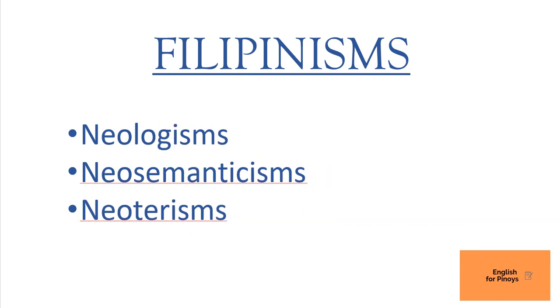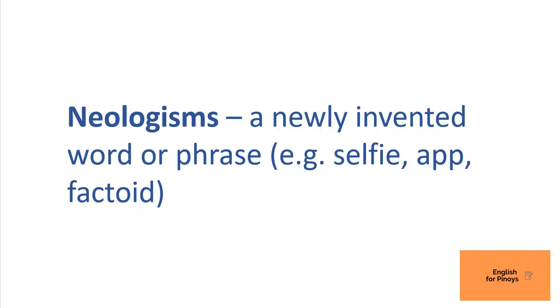So the types of Filipinisms, as far as I have noticed, can be broken down into three. They are neologisms, neo-semanticisms, or neo-tourisms. In case you're wondering what those words are, well, we are going to talk about them here in the introduction to Filipinisms. Let's talk first about neologisms. Okay, just from the word itself, neo meaning new. Neologism is defined as a newly invented word or phrase.